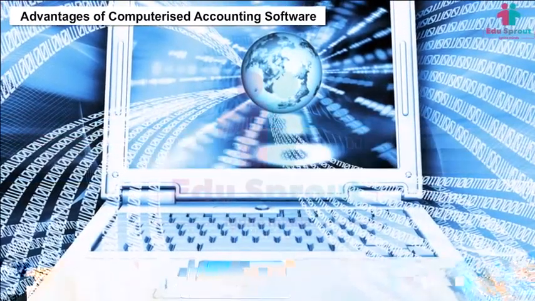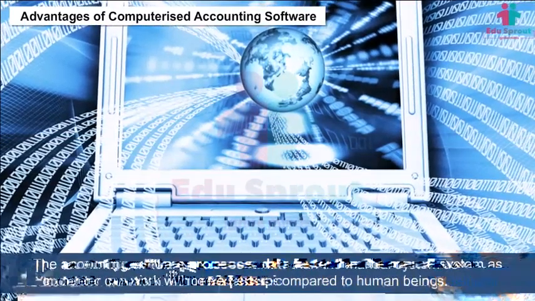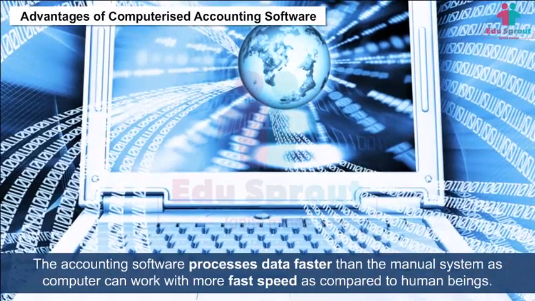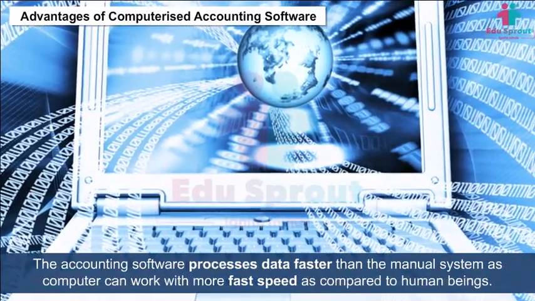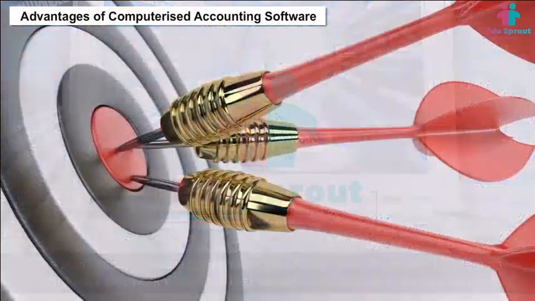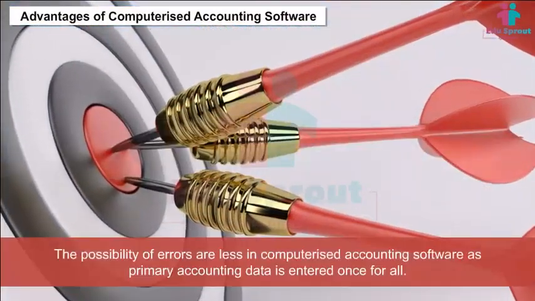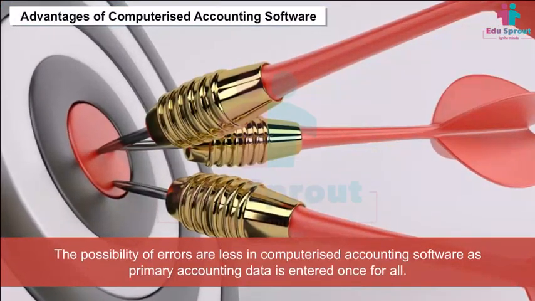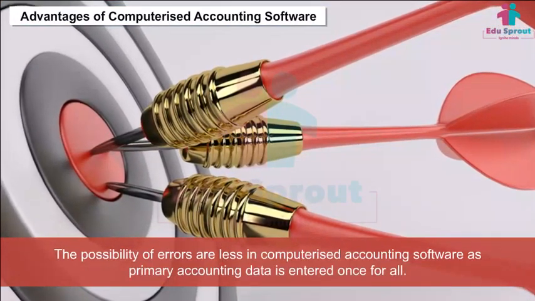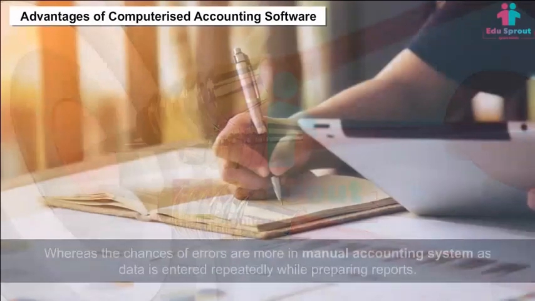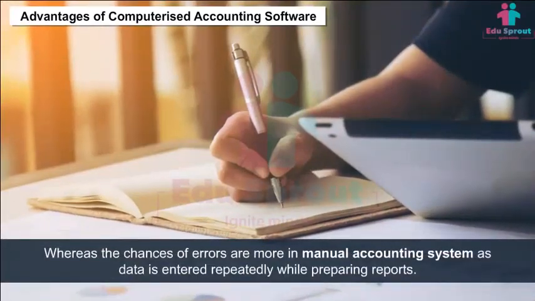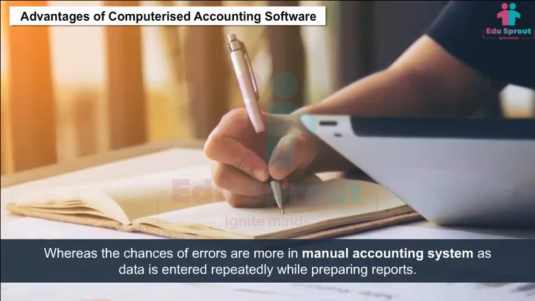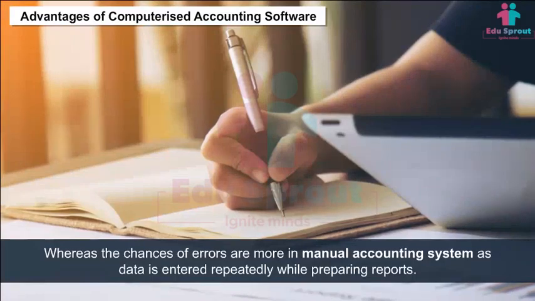Speed. The accounting software processes data faster than the manual system, as a computer can work at a much faster speed as compared to human beings. Accuracy. The possibility of errors is less in computerized accounting software, as primary accounting data is entered once for all, whereas the chances of errors are more in manual accounting system as data is entered repeatedly while preparing reports.